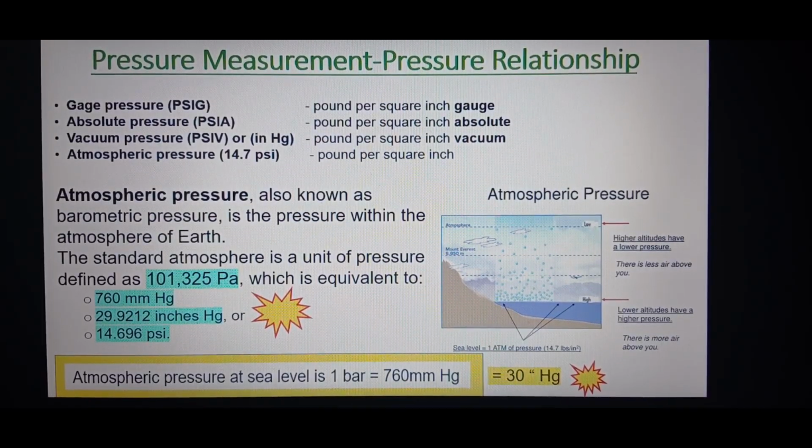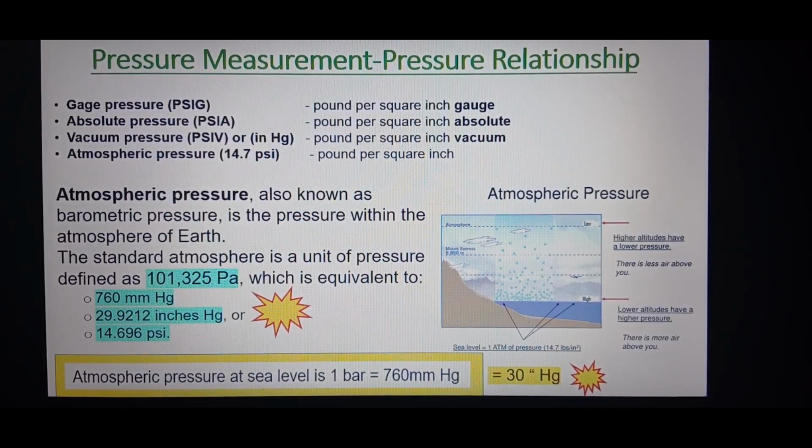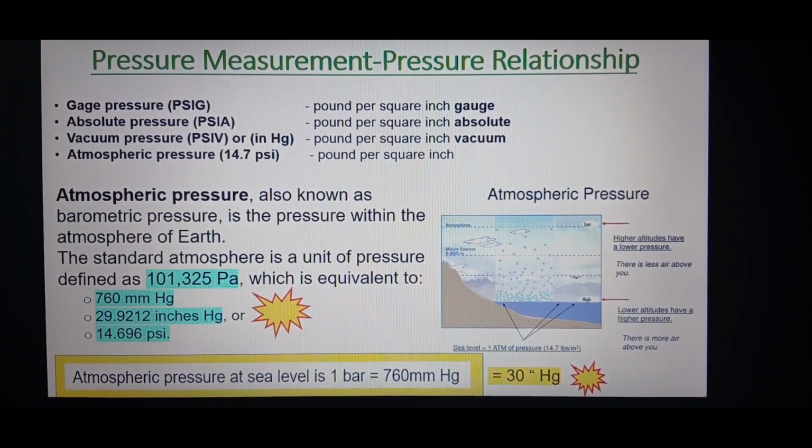Atmospheric pressure, also known as barometric pressure, is the pressure within the Earth's atmosphere. The standard atmosphere is a unit of pressure defined as 101,325 pascals, which is equivalent to 760 millimeters mercury, or 29.9212 inches mercury, or 14.696 psi. Now, if you round some of those off, the 29.9, we talk about that basically rounded off to 30 inches of mercury is a perfect vacuum. 14.7 psi is the atmosphere.